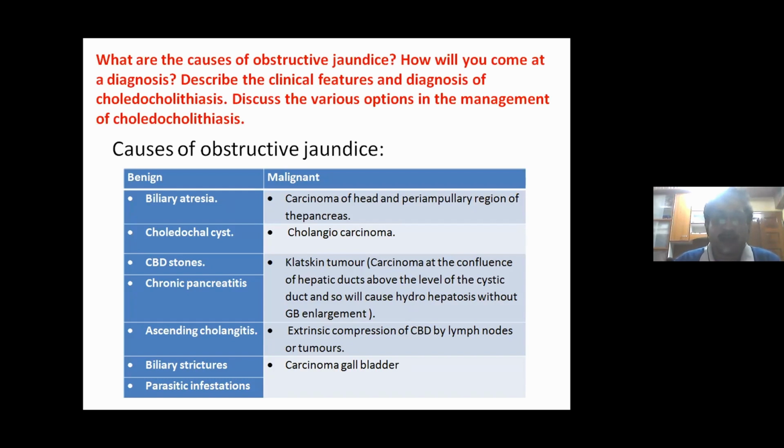Now, first, the causes of obstructive jaundice are biliary atresia, choledochal cyst, CBD stone, chronic pancreatitis, ascending cholangitis, biliary stricture, and parasitic infection or infestations. Among the malignant causes, there are carcinoma of the head and periampullary region of the pancreas, cholangiocarcinoma, and Klatskin tumor, a carcinoma at the confluence of hepatic ducts above the level of the cystic duct. Here, they will cause hydrohepatosis without GB enlargement. Also extrinsic compression of the CBD by lymph nodes or tumors, and carcinoma of the gallbladder.